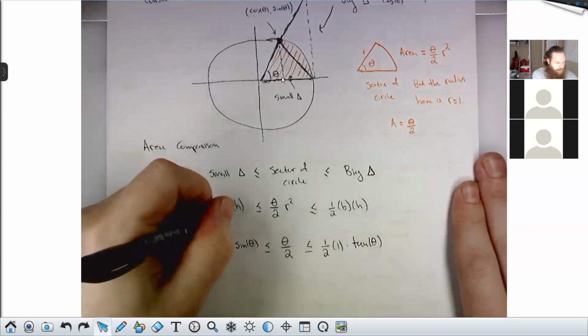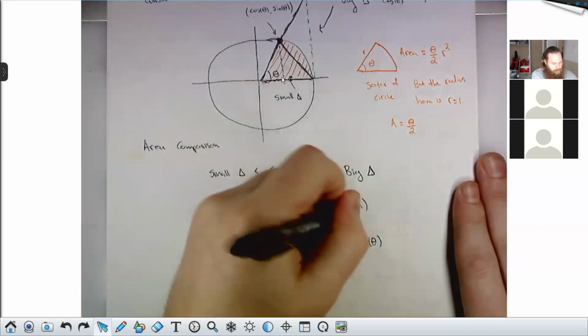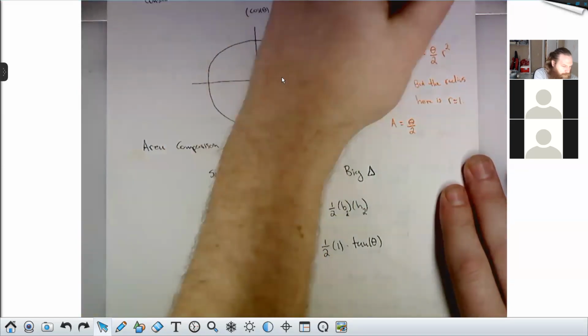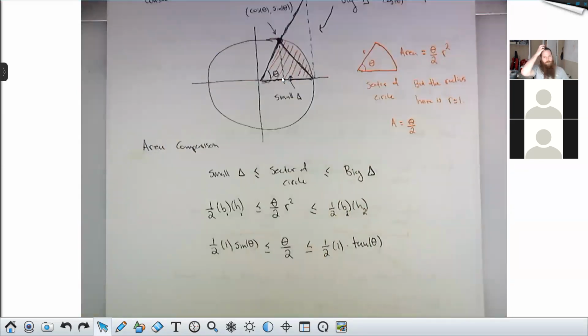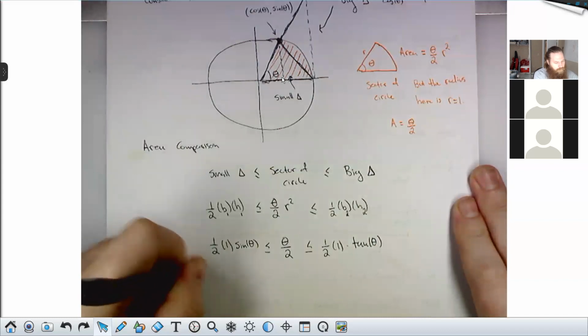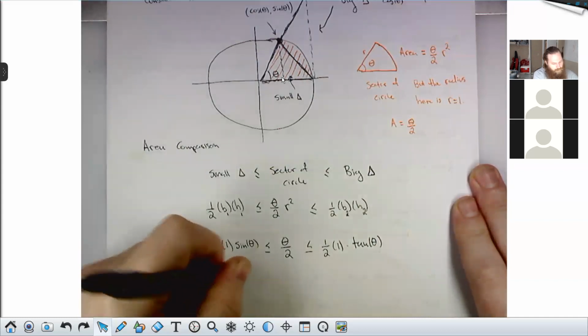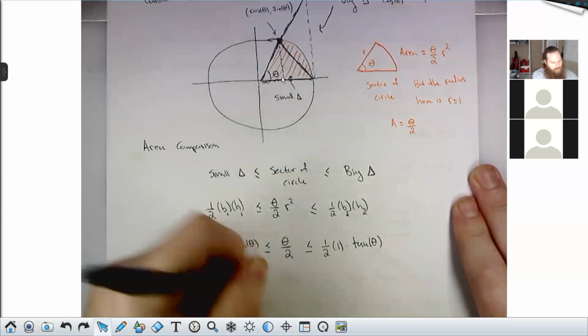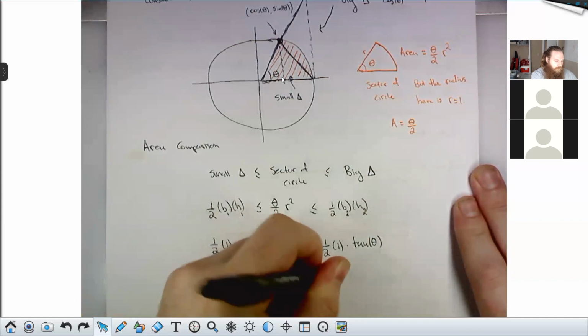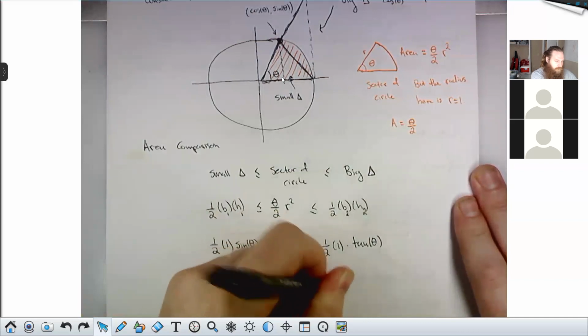All right, and we might call this b1, h1, b2, h2 if we want to be careful to make sure we don't confuse ourselves because the triangles are different triangles. Multiply everything by 2, rewrite tangent as sine over cosine, and you get sine theta is less than or equal to theta is less than or equal to sine theta over cos theta.